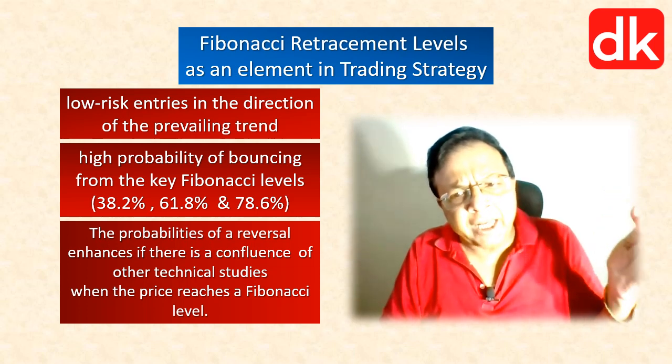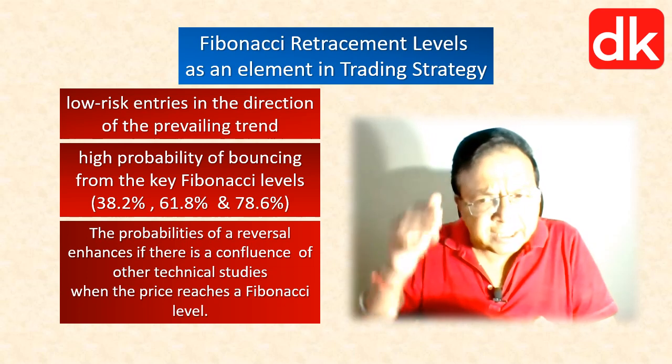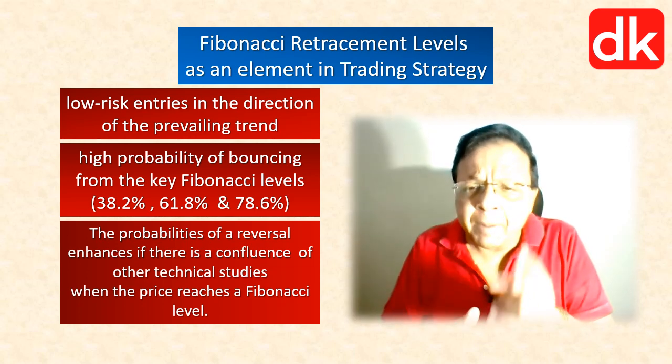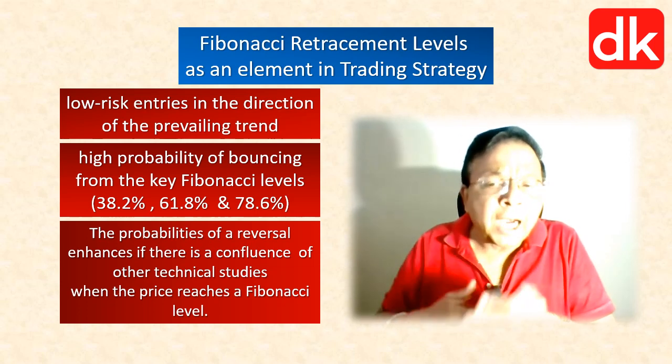If we are talking about the markup phase, it is the uptrend. In a markdown phase, it is the downtrend. So probability becomes higher when there is a confluence of other studies.